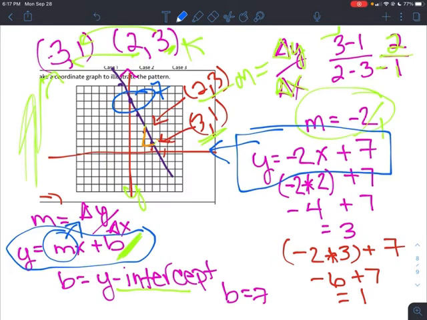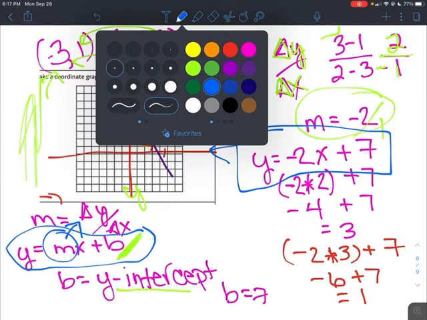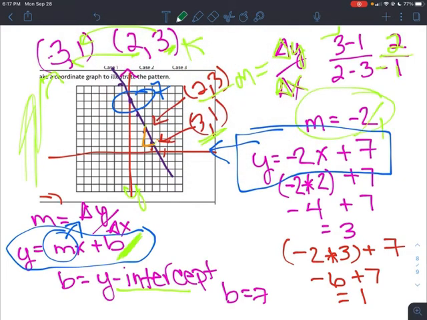So I just checked 2 points. I wanted to check my work, make sure that I got it right, knew what I was doing, especially since I'm showing this to you. So I took this 2, 3, and I plugged it in. So I plugged the x in. So -2 times 2 plus 7. -2 times 2 is -4, plus 7 is 3. Y does equal 3, right?